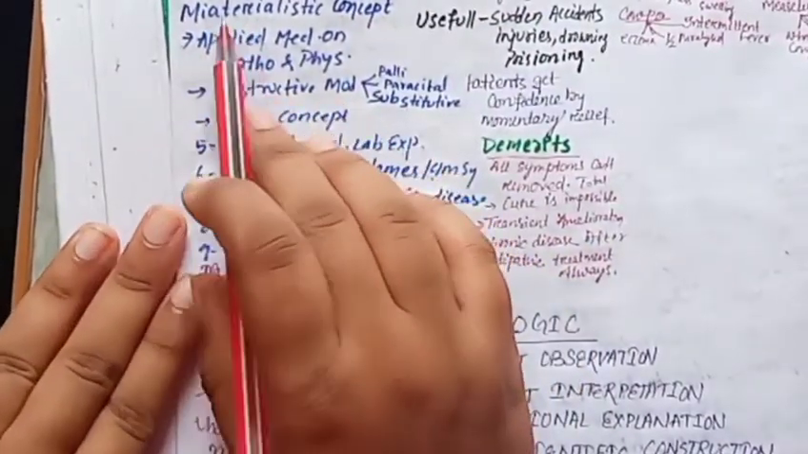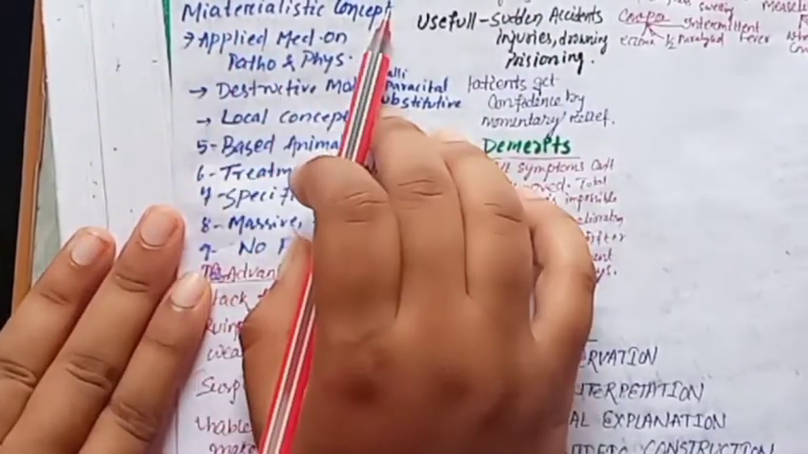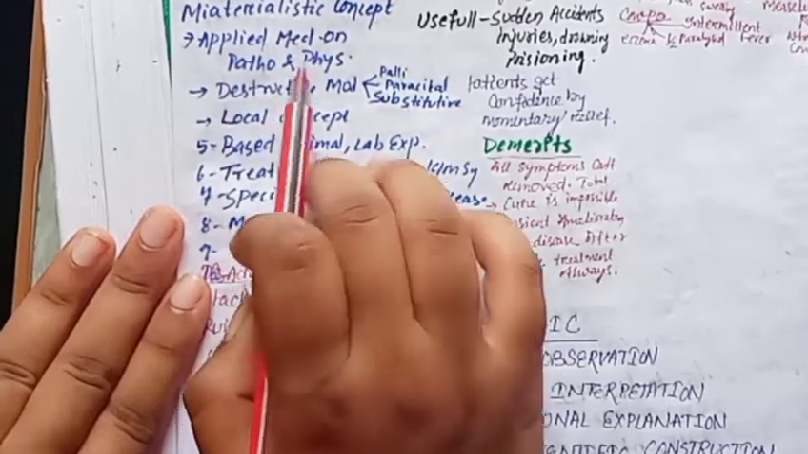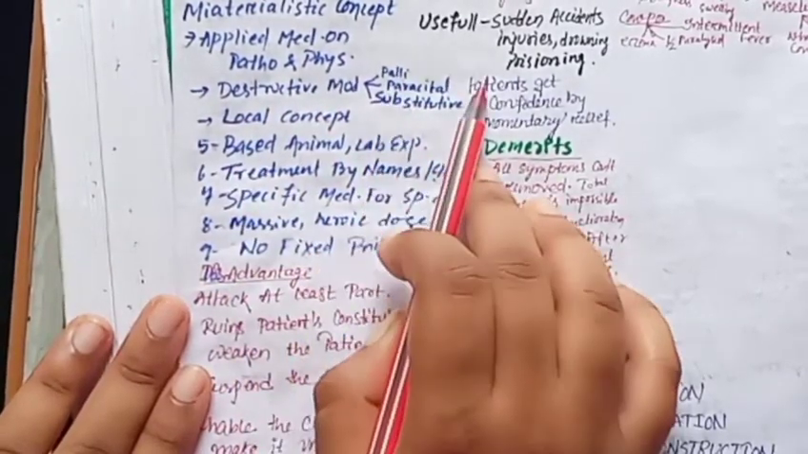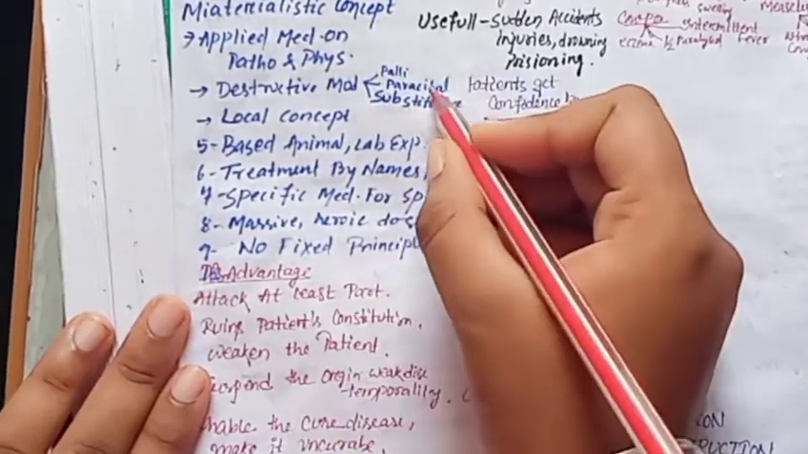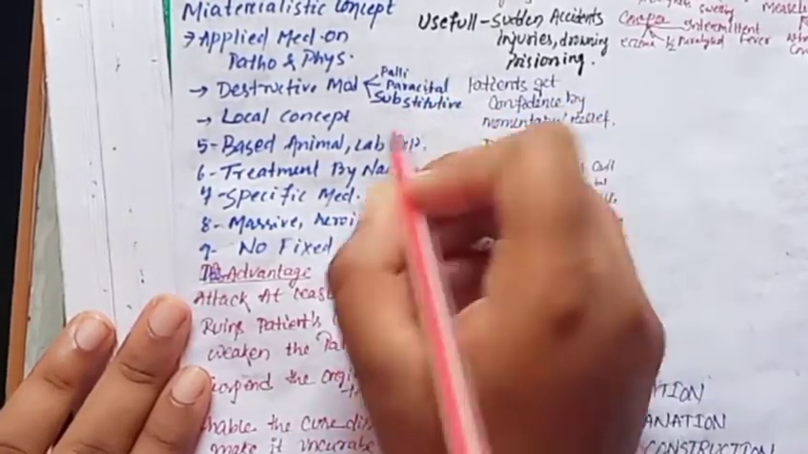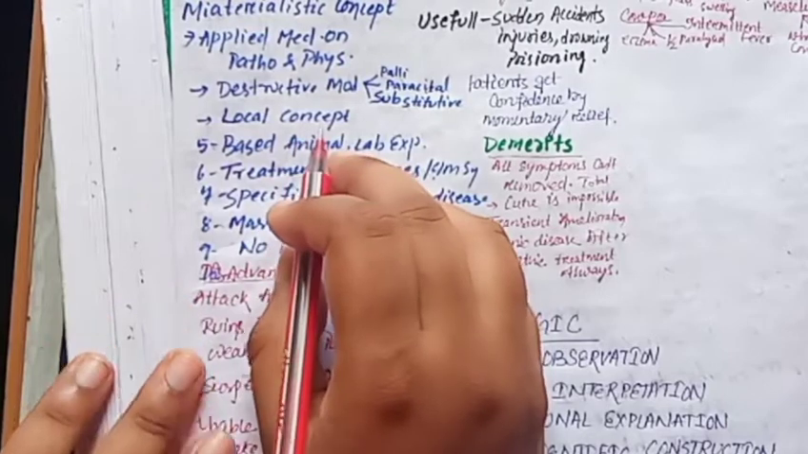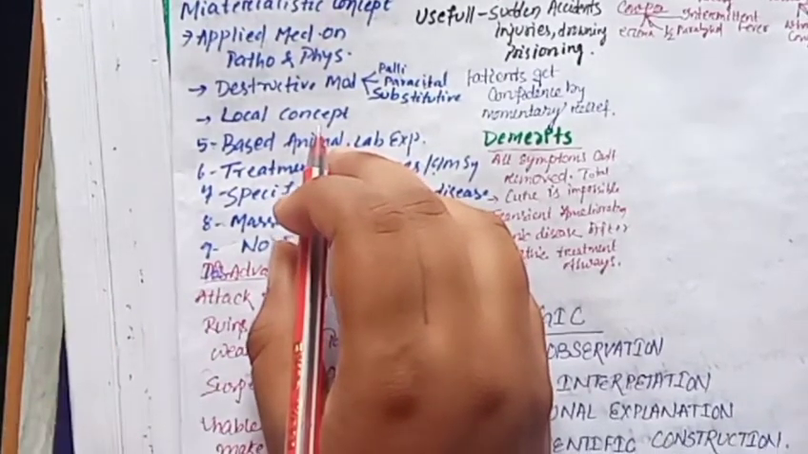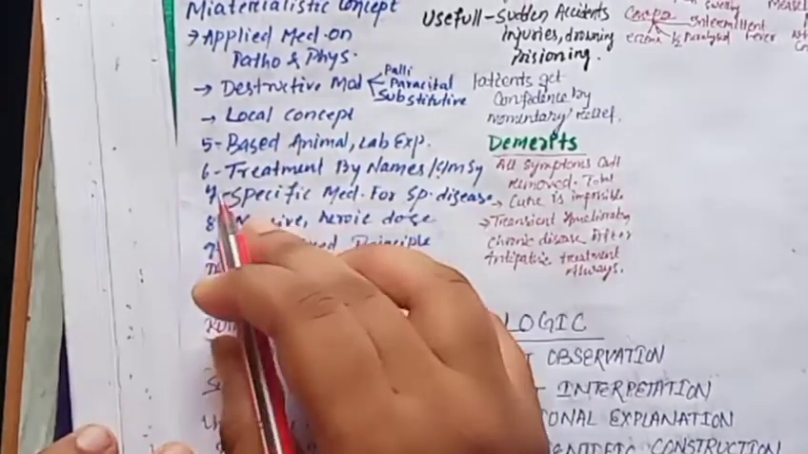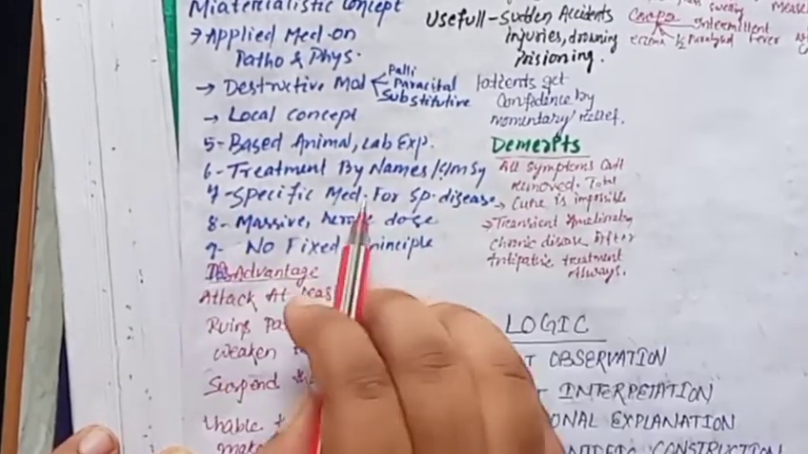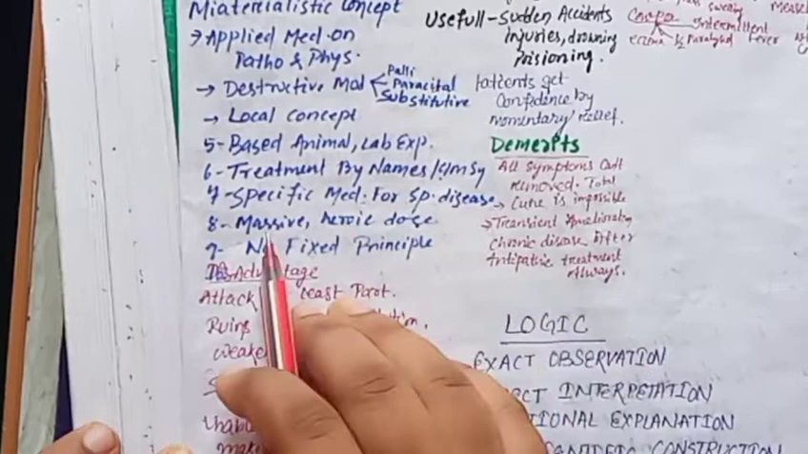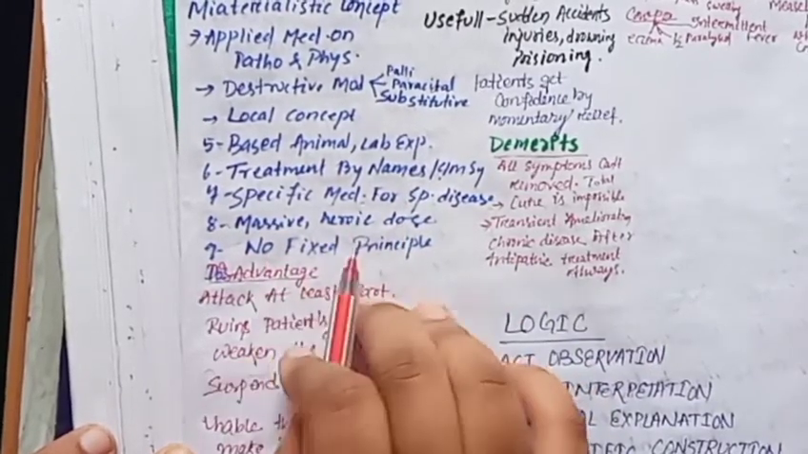What are the theories? It depends upon the materialistic concept; it applies the medicine from the pathological and physiological point of view. It is a destructive mode of treatment, that is palliative, practical, and substitutive. It is a local concept, based on animal laboratory experiments. Treatment is by name and common symptom. Specific medicine for specific disease is given. Massive heroic doses are given. There is no fixed principle.